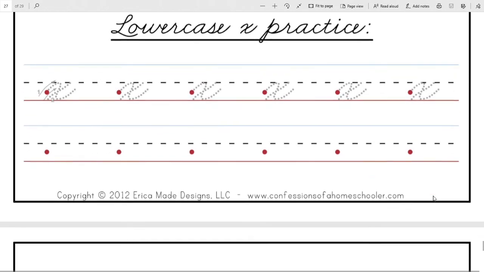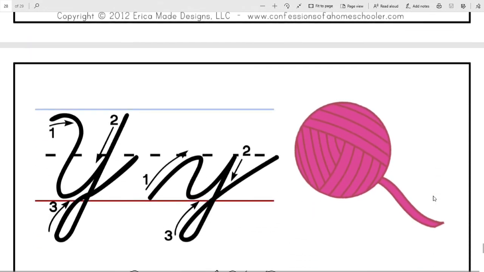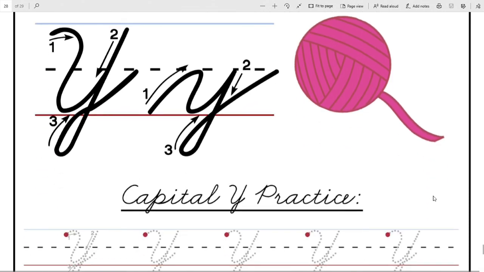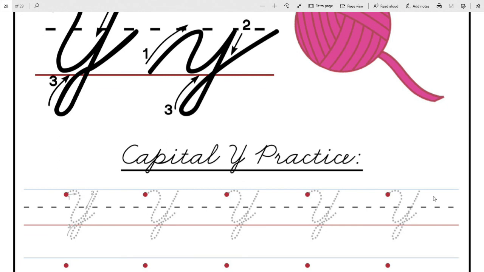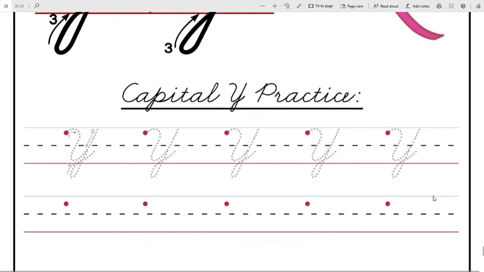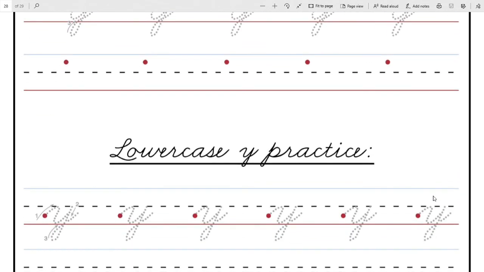What is the next letter? Yes, the letter is Y. Y says ya. Picture is yarn. See, now how to write capital cursive Y and see the small cursive Y. Look at the line.